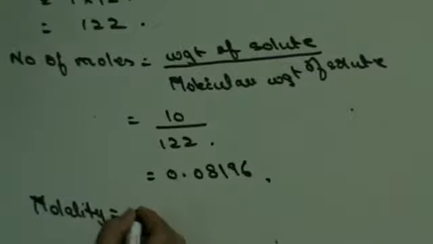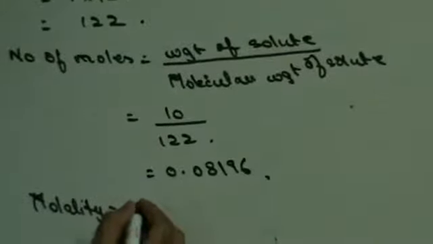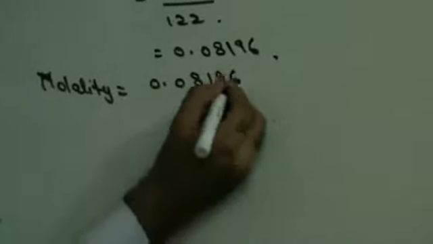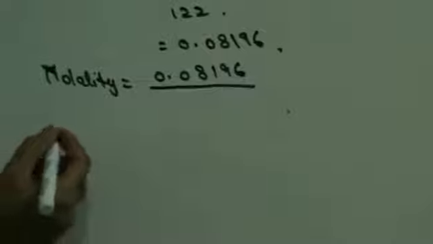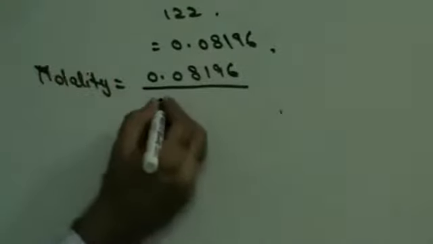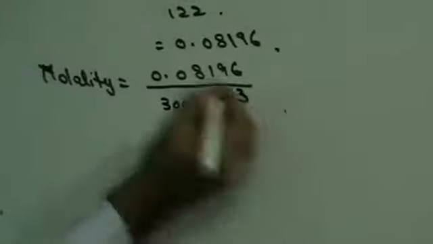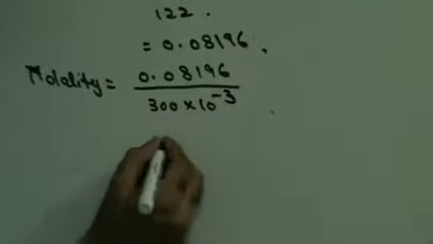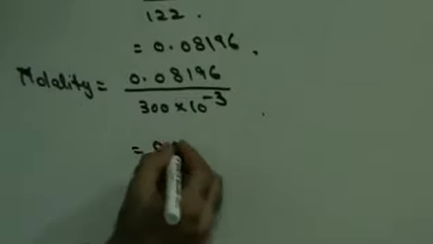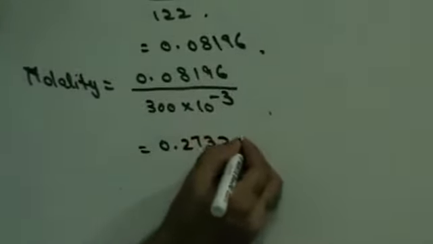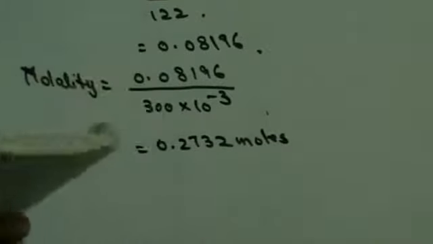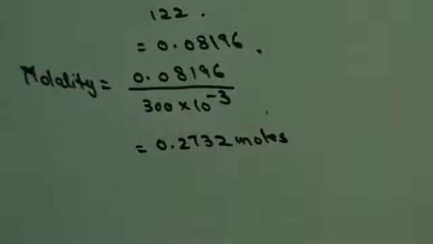Once I have the number of moles, then I can find out molality. Molality is nothing but moles of solute, not mass of solute, which is 0.08196, divided by mass of solvent in kgs, which you found out as 300 into 10 raised to minus 3 kgs. In that case, you will get the answer as 0.2732 molal. That is what is molality. Next, the next thing that we will see is normality.